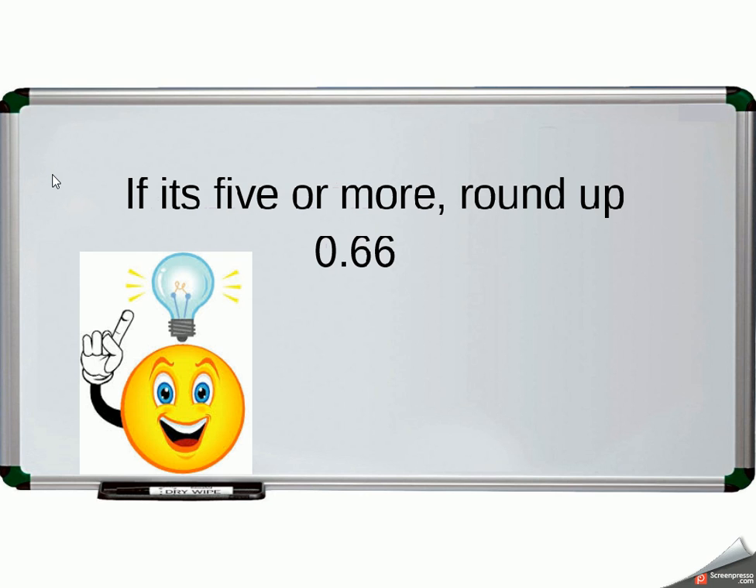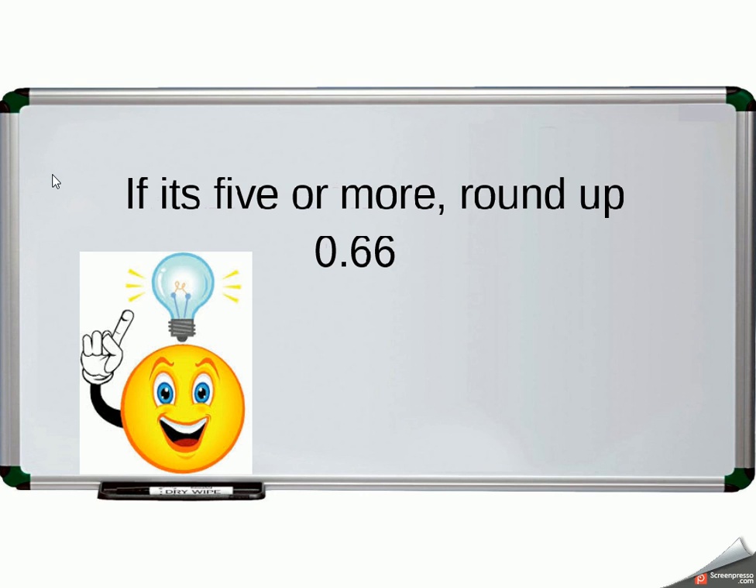So 0.657, because that 7 in the third decimal place is 5 or higher, the 5 in the second decimal place becomes 6, and we get 0.66. 0.657 is 0.66 rounded to 2 decimal places.